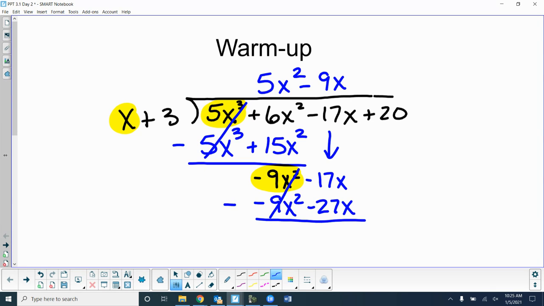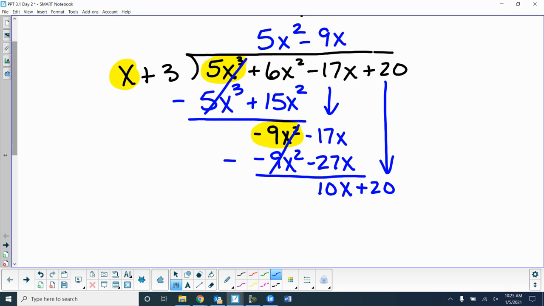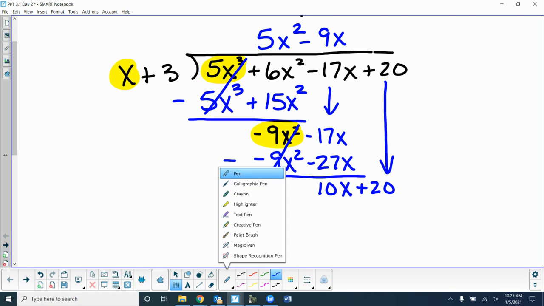When I subtract, negative 9 minus a negative 9 is negative 9 plus 9. Negative 17 minus a negative 27 is negative 17 plus 27. That's a positive 10x there. And bring down the plus 20. Questions so far? We're good? So again, I go 10x divided by x.